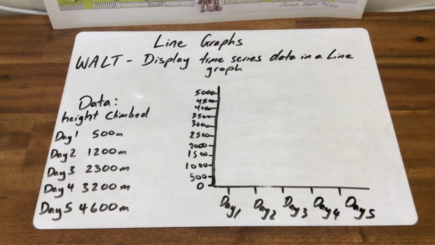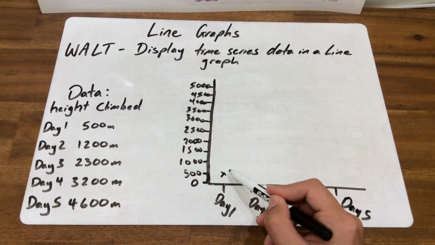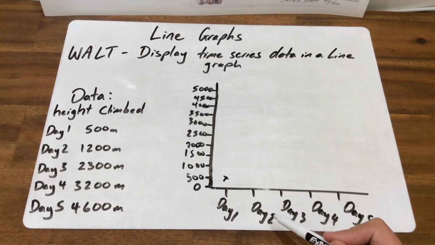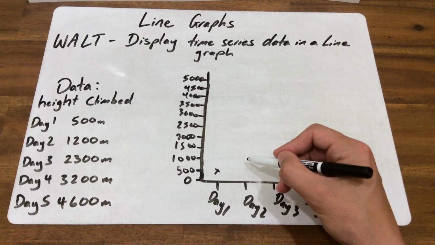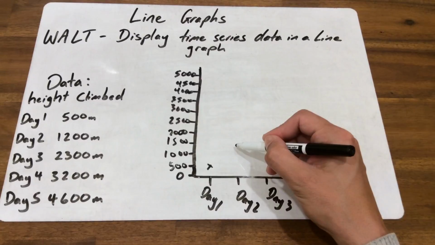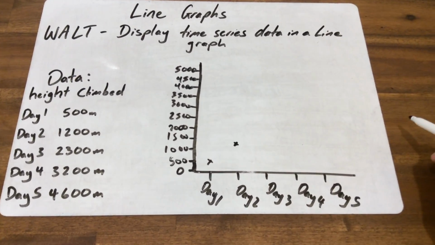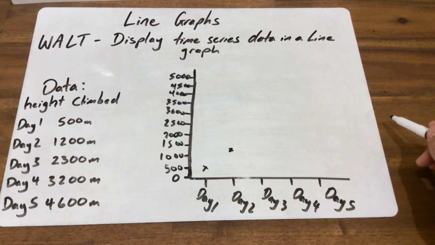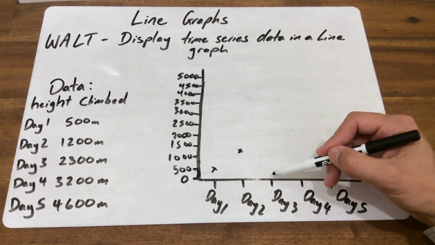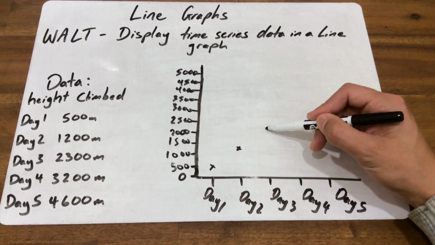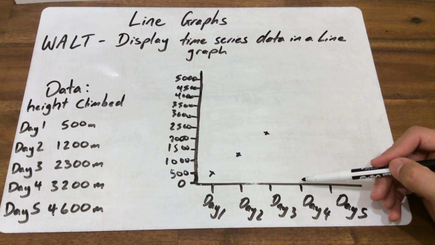Alright, so now we need to start putting our data in. At day 1 we were at 500 meters. I'm just going to put a little X there. At day 2 I was at 1,200, so it's not quite in between, but it's fairly close to in between 1,000 and 1,500. Day 3 is 2,300, so going all the way up to 2,300, and that's almost in between as well. Day 4 is 3,200.